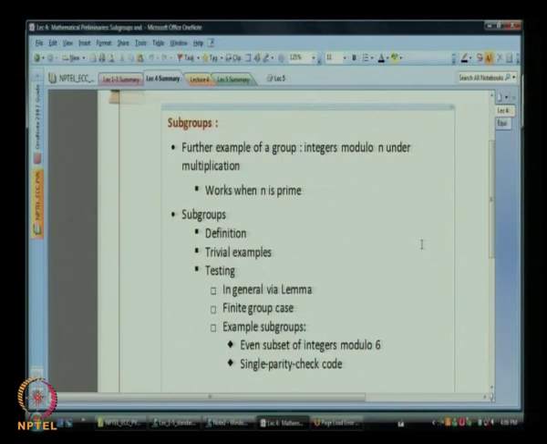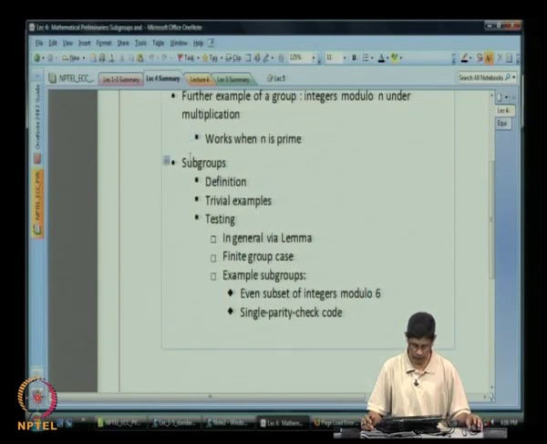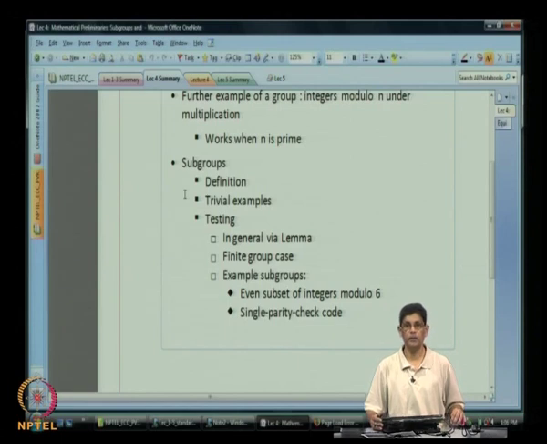discussed subgroups. Before I continued my discussion on subgroups, I gave you a further example of a group, that is the integers modulo n under multiplication, and we saw that that forms a group, the non-zero integers, when n is a prime. So that was our last example of a group. We went on to subgroups. Remember, a subgroup is a subset of a group which forms a group on its own under the same operation. So we provided that definition.